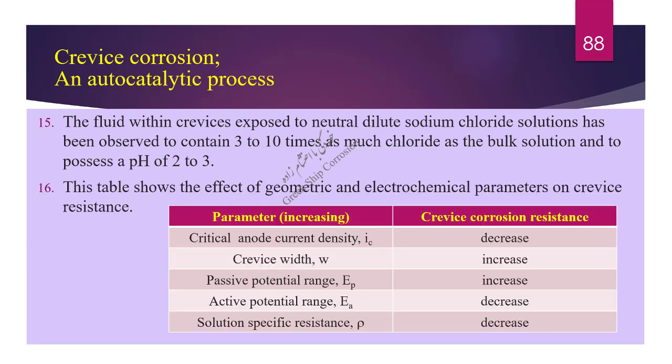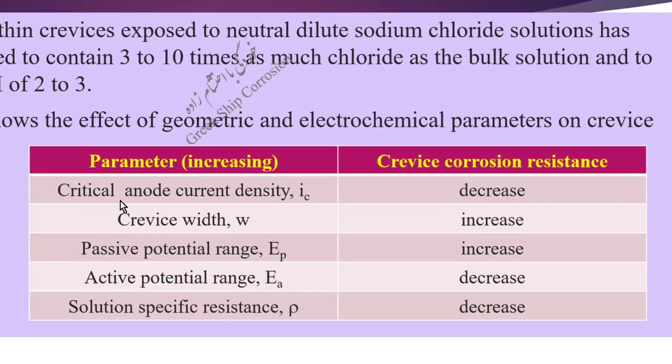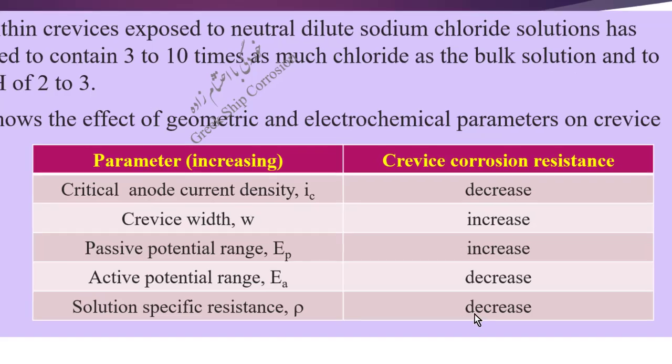This table shows the effect of geometric and electrochemical parameters on crevice resistance. Increasing critical anode current density, IC, causes crevice corrosion resistance to decrease. Increasing crevice width causes crevice corrosion resistance to increase. Increasing passive potential range EP causes crevice corrosion resistance to increase. Increasing active potential range EA causes crevice corrosion resistance to decrease. Increasing solution-specific resistance ρ causes crevice corrosion resistance to decrease.